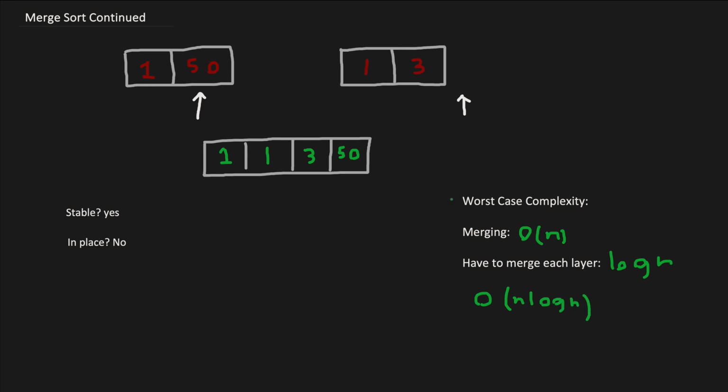which is still pretty good. It's much better than the O of n squared of selection sort, but unfortunately merge sort does have to use extra memory.